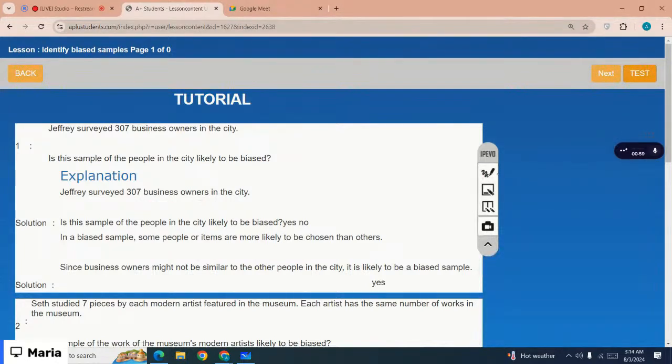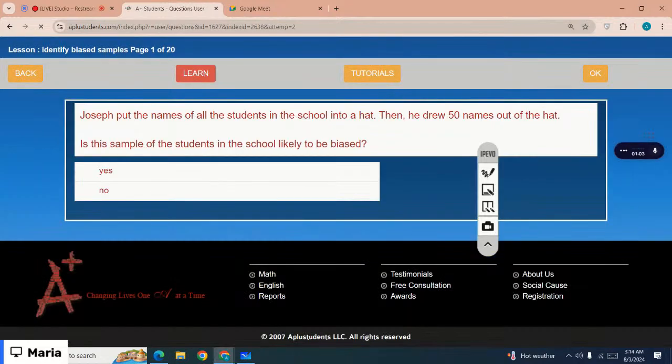Let's just start with the test questions. Joseph put the names of all students in the school into a hat. Then he drew 50 out of the hat. Is the sample of the students in the school likely to be biased? The correct option is no, because he drew 50 names out of the hat, so the 50 were random names. So the correct option is no, that is not biased.